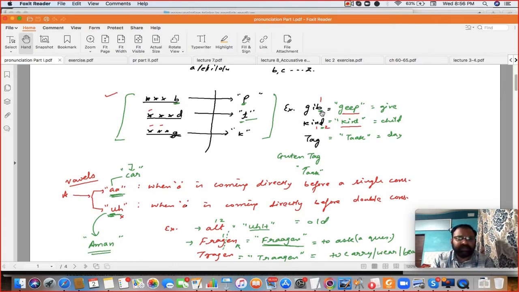So B will become P. Speak the example. Only the example. Geep, Kind and Tak. Next. Next is Alt, Fragen. Alt, Fragen. Next.